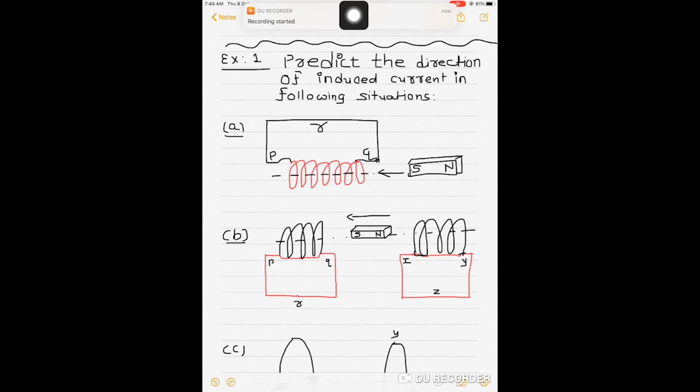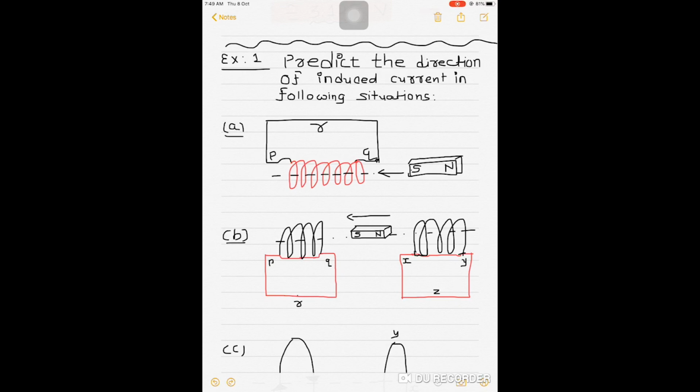Hello dear friends. Now we will see the exercise example number 1 from the given textbook. In the textbook in example number 1 we are given some figures or circuit arrangements, and we are asked to predict the direction of the induced current in the situation described by the following figures. We are given 6 figures from A to F. Now we will try to solve these conditions.